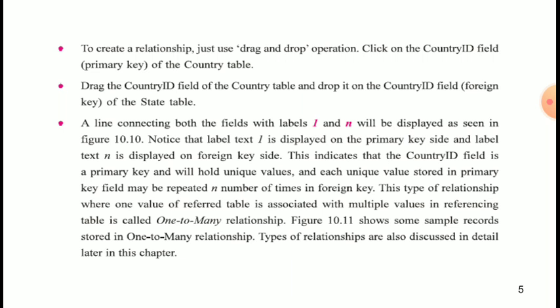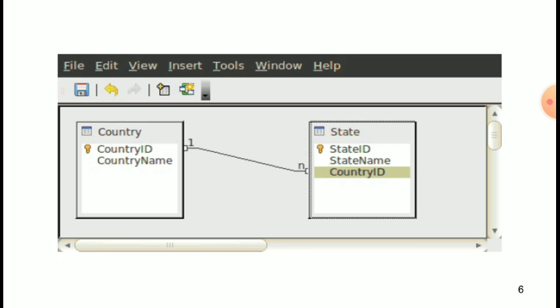Notice that label text 1 is displayed on the primary key side and label text n is displayed on the foreign key side. So this indicates that the country ID field is a primary key and will hold unique values, and each unique value stored in the primary key field may be repeated a number of times in the foreign key. This type of relationship, where one value of a referred table is associated with multiple values in the referencing table, is called one to many relationship. Types of relationships are also discussed in detail in a later chapter. So that is a one to many relationship between the country table and state table.